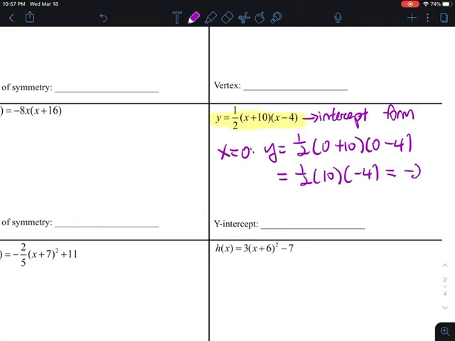1/2 times 10 is 5, times 4 is -20. So there it is. Our y-intercept would be (0, -20).